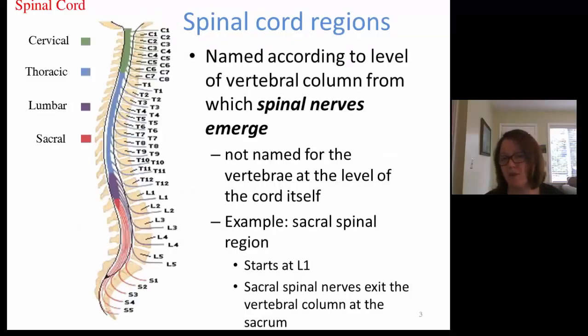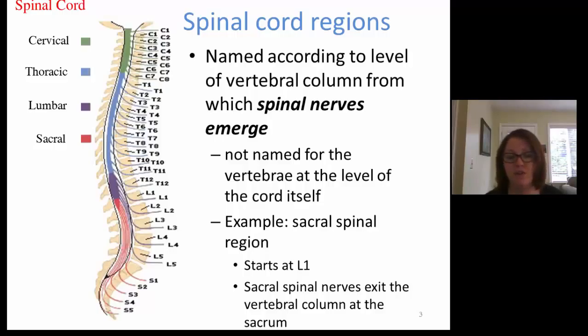The spinal cord has different regions. In this picture here, you can see a nice color-coded schematic of the regions of the spinal cord. So in green, we see the cervical spinal cord, and thoracic is shown in blue. The lumbar region of the spinal cord is shown in purple, and the sacral region of the spinal cord is shown in red.